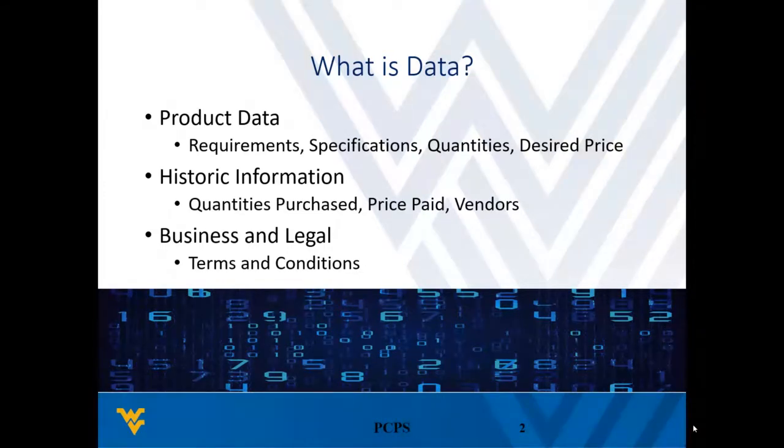Historic information, and that's very important, right? So how much have you purchased in the past? What have you paid in the past? And what vendors did you use? And lastly, business and legal, right? So the tail end of our purchase is we negotiate our terms and conditions. So that could be payment in net 30. That can be clauses around indemnification and limitation of liability. That's how long the contract's going to last. That's all those things piled together.